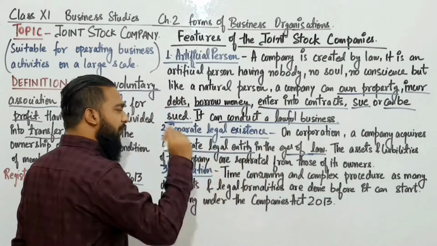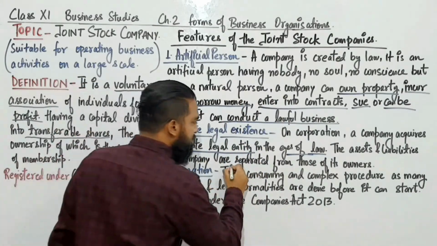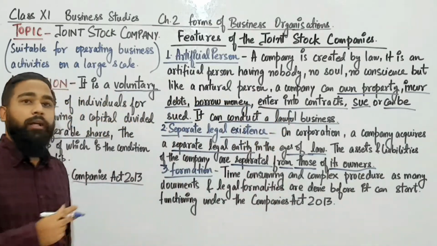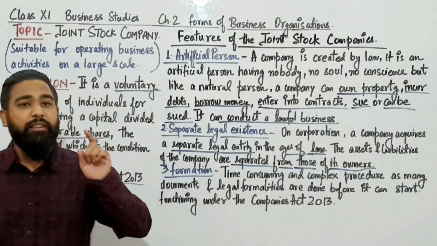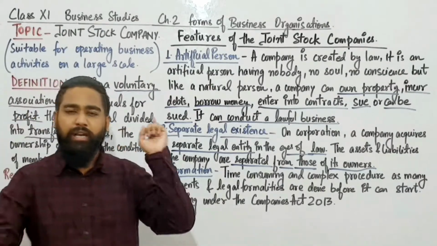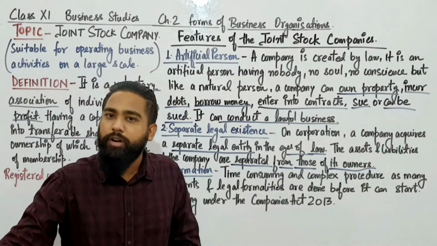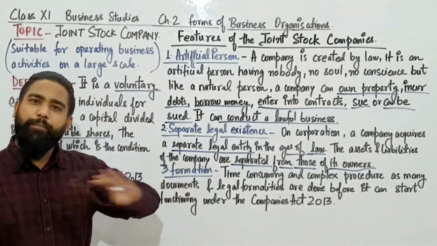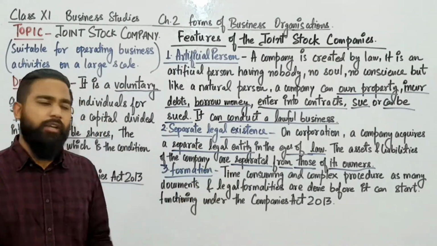Now, the assets and liabilities of the company are separated from those of its owners. There are assets, there are liabilities in the name of the joint stock company. They won't be under the name of the owners of the company. So, the assets and liabilities of the company are separated from those of its owners.